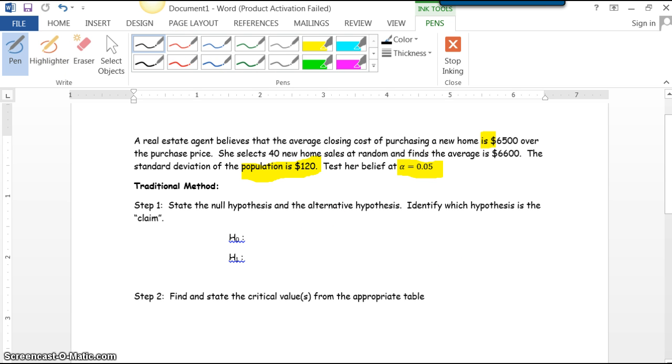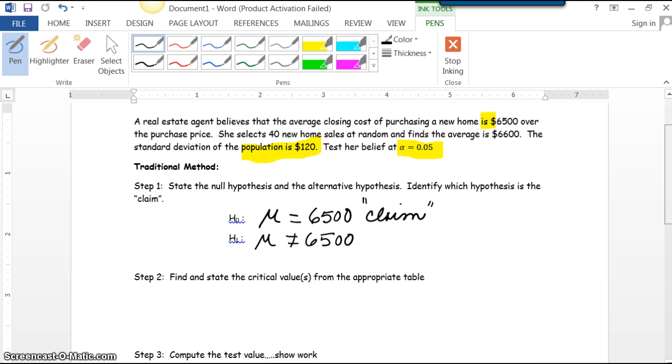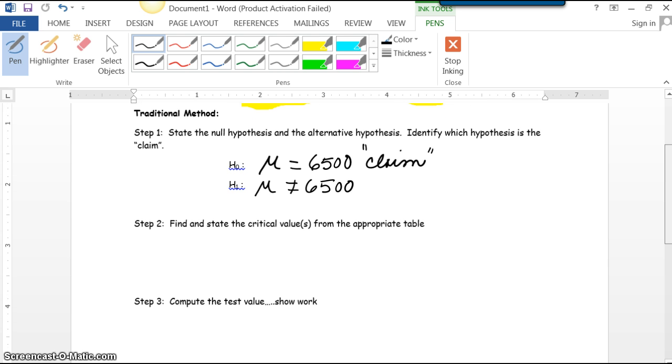So her belief is that the average is equal to $6,500. That's what she's claiming. Okay, that's the claim. It is equal to that. The alternative would be that it's not equal to that. So we'll make that the alternative hypothesis, the not equal to. This is a two-tailed test. Two-tailed tests are equal to, not equal to tests.